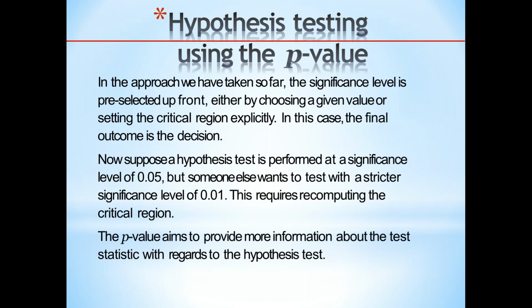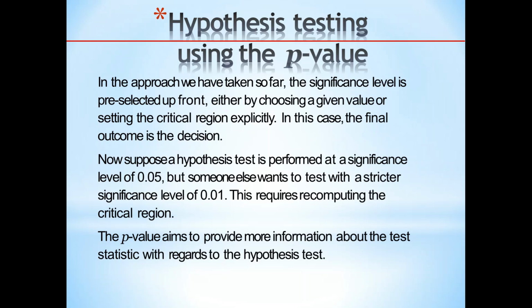So today I am going to discuss hypothesis testing using the p-value. This is an alternative method to do the hypothesis testing other than the standard method. So first of all, I'm going to read the slides, then I'm going to explain it in a simpler way. In the approach we have taken so far, the significance level is pre-selected up front, either by choosing a given value or setting the critical region explicitly. In this case, the final outcome is the decision.